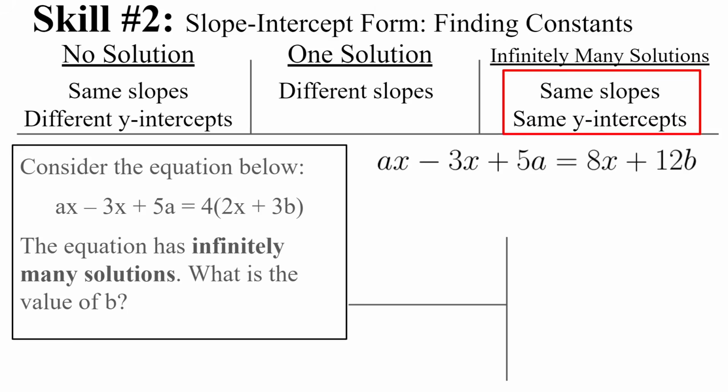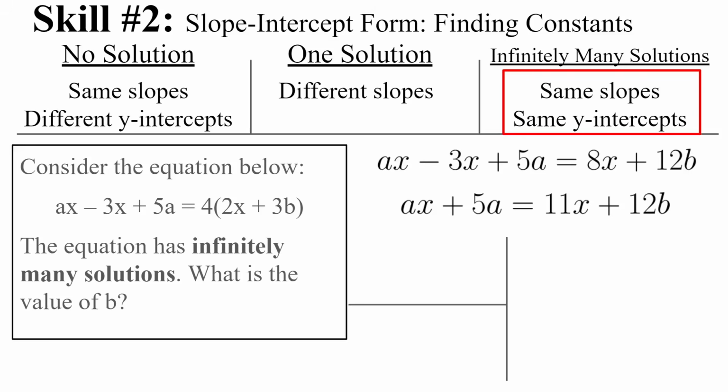So we're going to add 3x to both sides, and we get ax plus 5a equals 8x plus 3x is 11x plus 12b. And now all of a sudden, this is looking really good. We have mx plus b equals mx plus b. Those 5a and 12b, those look kind of scary and confusing, but as we talked about, a constant times a constant is still just a constant. So try not to let that confuse you.